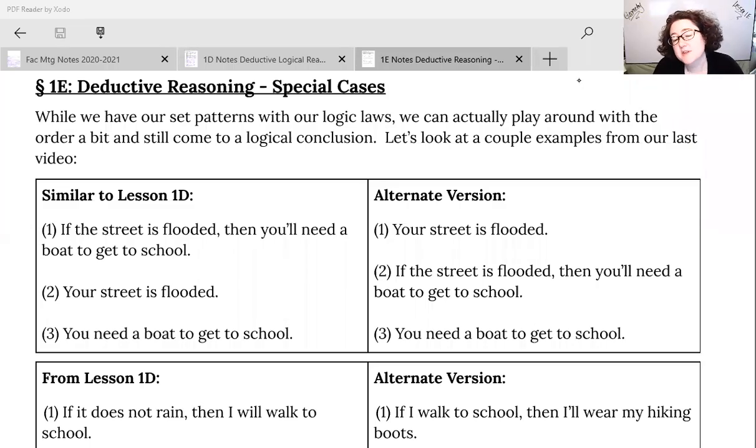In our last video for this unit, we're going to take another look at some of the deductive reasoning or logic laws from the last video, but we're going to look at some special cases for these, some ways that we might apply those patterns, but the sentences might be a little bit jumbled.